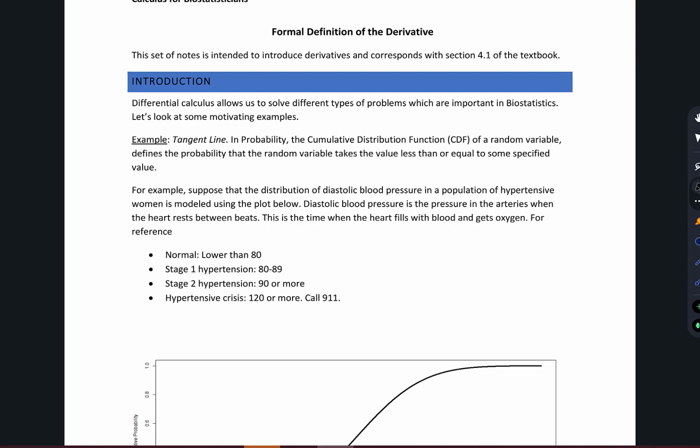In this set of notes, we're going to introduce the idea of a derivative. Differential calculus allows us to solve different types of problems which are important in biostatistics. And we're going to look at two motivating examples.